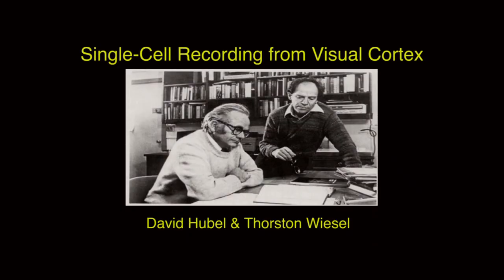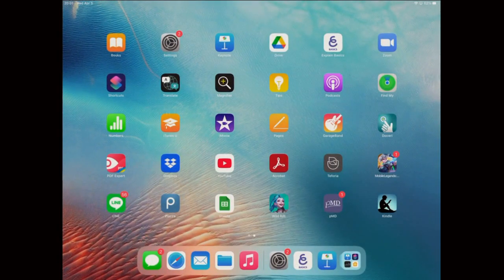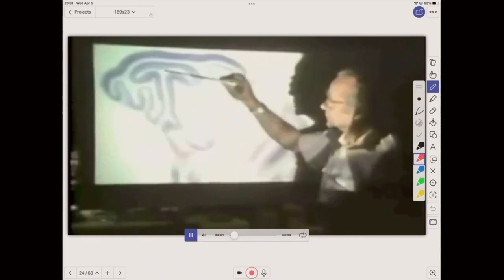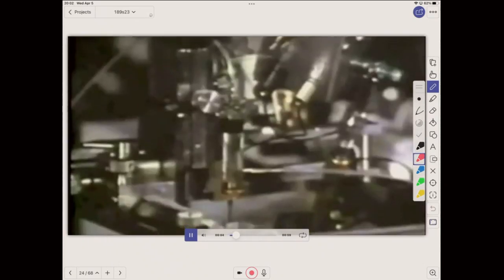There was a famous experiment done by these two researchers, David Hubel and Torsten Wiesel, at Johns Hopkins University. What they did is they put probes into the V1 visual cortex of cats. And when they were doing that, though, they had a very hard time getting those cells to fire. But a lucky accident unlocked the secret and ultimately won them the Nobel Prize in Physiology in 1981.